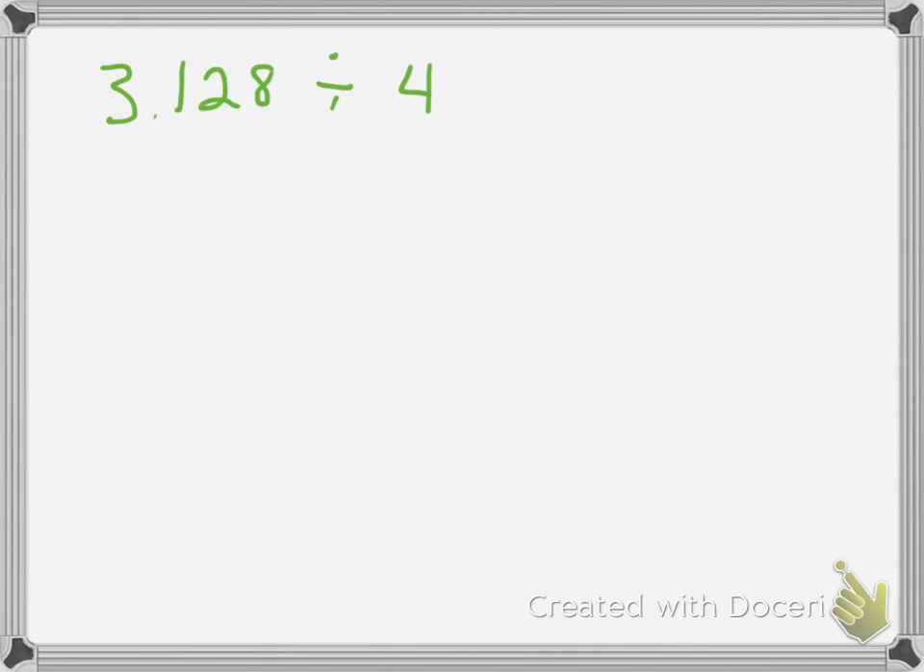Alright, let's make an estimate for this. So 3 and 128 thousandths, well, that's going to round to 3. So I would put that 3 over my divisor, which would be 4. 3/4, I know that decimal is 75 hundredths. So there's our estimate. So our answer should be somewhat around 75 hundredths.